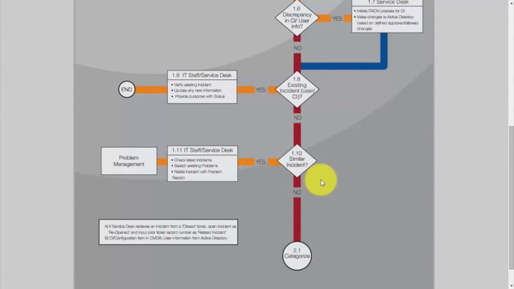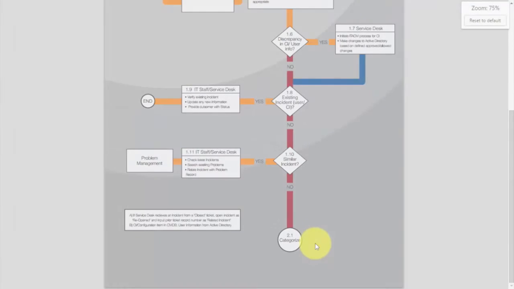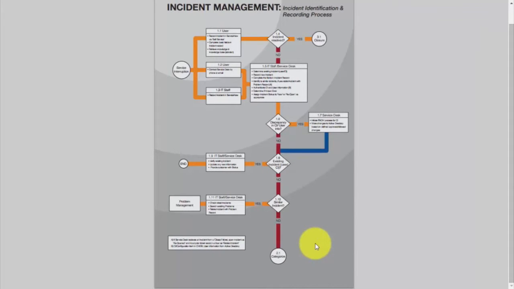If there are no similar incidents, then we will go into the process of categorizing the incident as well as prioritizing, and that is the beginning of yet another flowchart. So these represent the individual steps that make up the incident identification and recording process.